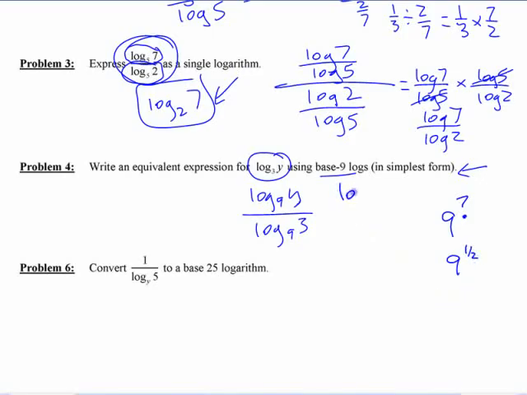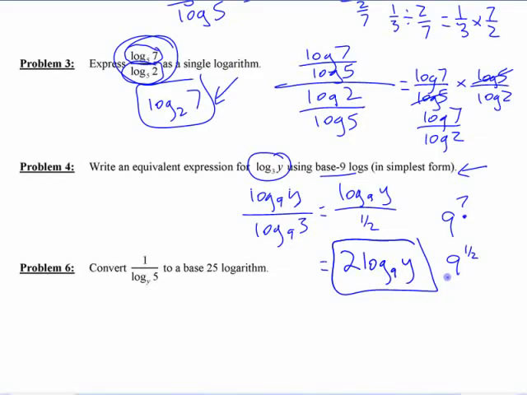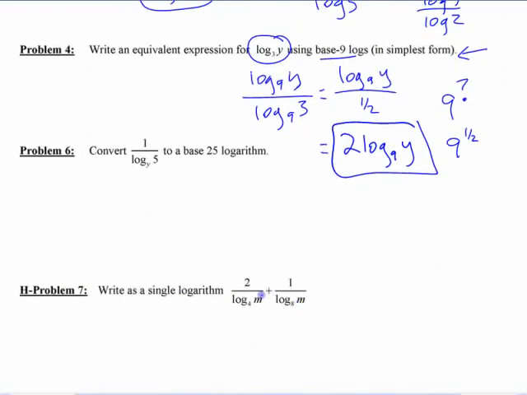So this would be log base 9 of y over 1/2, which is the same as 2 times log base 9 of y. So that's what that's equal to. There's probably other ways to get there that maybe some of you did. Anybody have a different way of getting to that result, same result? No?